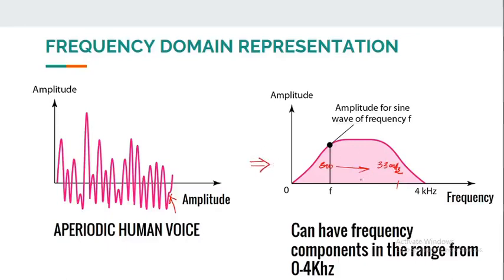The implication of this analysis is that it can provide a good telephonic circuit if we allocate a bandwidth of 4 kilohertz, from 0 to 4. If you allocate a bandwidth from 0 to 4 kilohertz, a human voice can be easily transferred from one place to another. That is the implication of this frequency domain analysis.